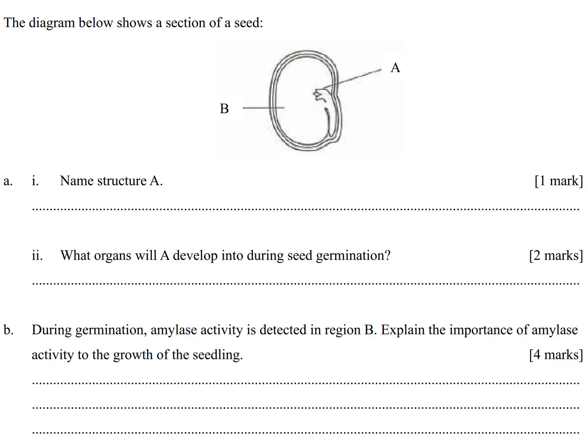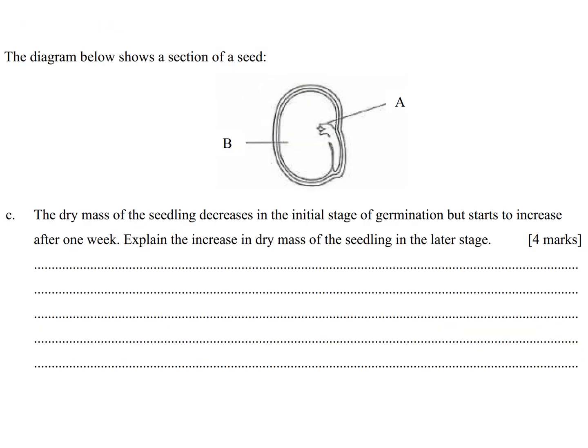Before you finish this lesson, you can actually go to classwork 14.1. The classwork includes all the questions which we have gone through in this lesson already, from question A, the naming, to question B, why you see amylase activity, to question C, asking why the dry mass of the seedling decreased at the beginning of the germination stage, and then later on increased in the dry mass afterwards. That's it for this lesson.